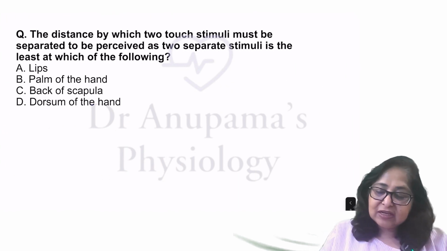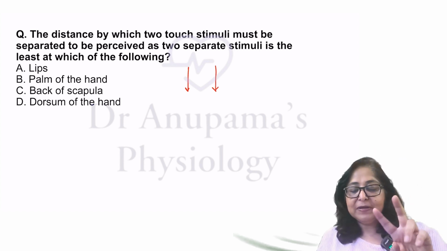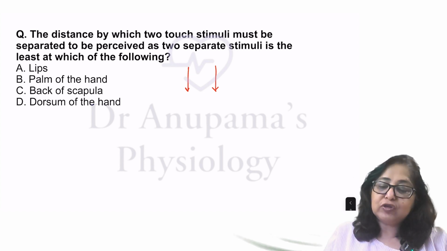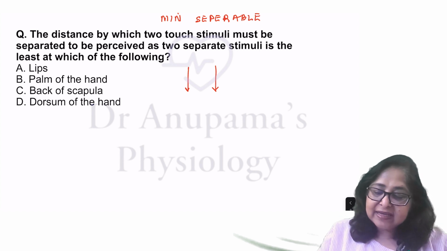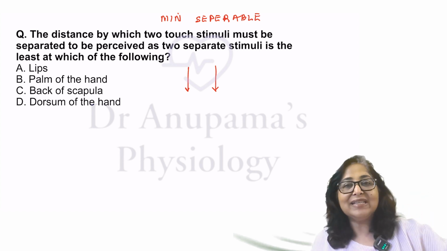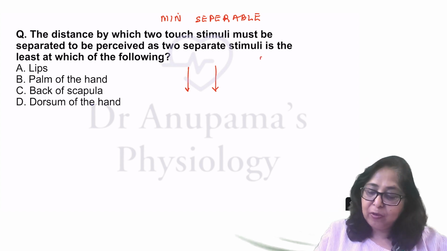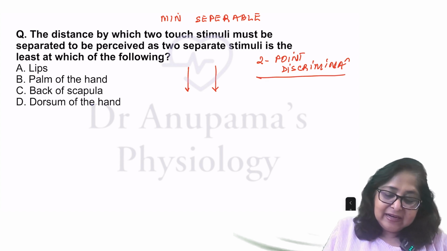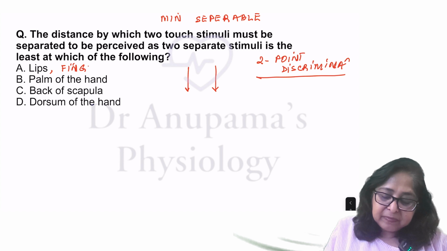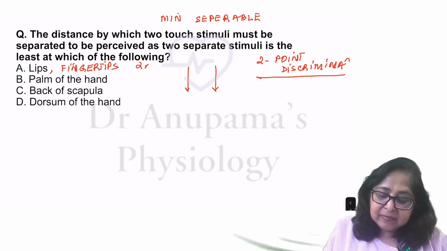The distance by which two touch stimuli must be separated to be perceived as two separate stimuli is the least in which of the following? This is called minimum separable, and it is tested by giving two pinpoint stimuli at the same time. This is called two-point discrimination. Minimum separable is least in the lips and the fingertips, about 2 millimeters. On the back, this is 65 millimeters.